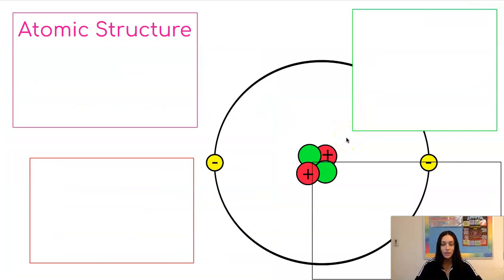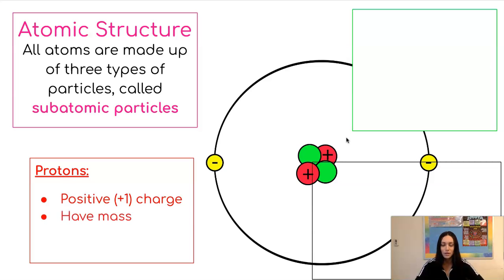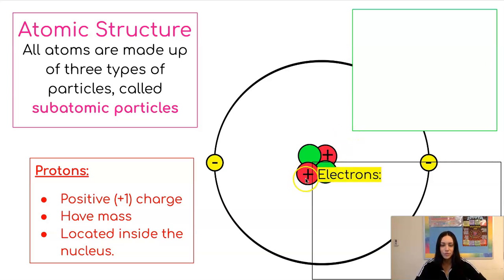Within these tiny individual units called atoms, there is a specific atomic structure made up of three different types of particles called subatomic particles. Let's look at what those are. First, we'll talk about our protons. Protons are the particles that are positively charged. They have a charge of plus or positive one. These particles have mass and are located inside the nucleus. Here, we can see our protons in the center of the atom in our nucleus.